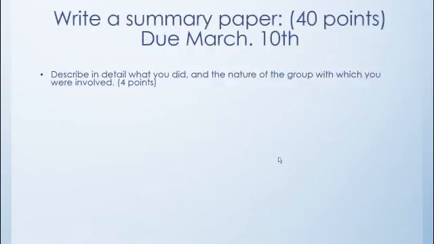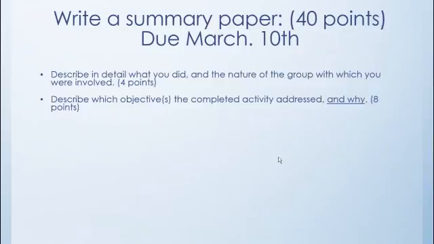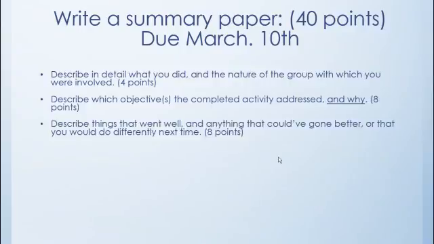In the summary paper, you have to describe what you did, who you did it with, and which objectives you actually addressed and why. There's the why again. Now this may be redundant from your proposal, but the proposal is what you're doing beforehand. You're conjecturing which objectives you're going to address, and after you complete the activity you're actually going to be able to describe which objectives you addressed and why. I want you to talk about what you liked, what went well about the activity, and anything you might have done differently or that could go better.